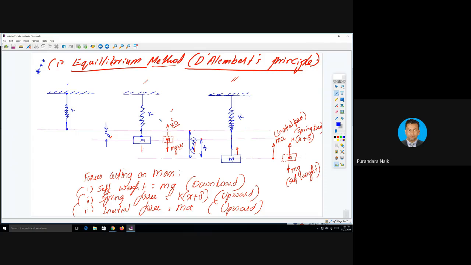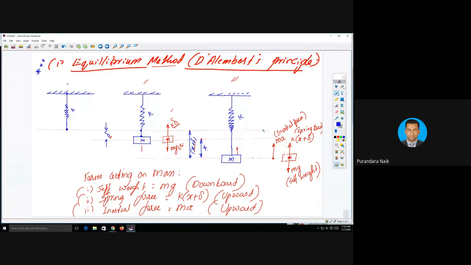Third position, I'm going to apply the load in the downward direction and I'll leave it. Due to that load, the mass will be displaced a distance of x from the initial position. Initial position means the delta position. So the total distance traveled by the mass is x plus delta. Now I have to analyze the forces acting on this mass at the equilibrium position, because this principle is the equilibrium method, right? Equilibrium position.